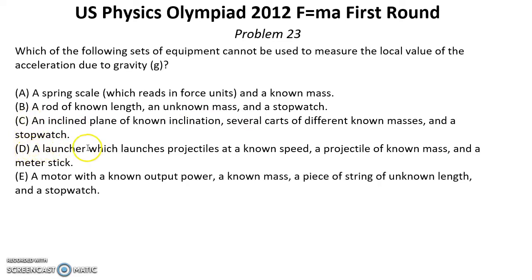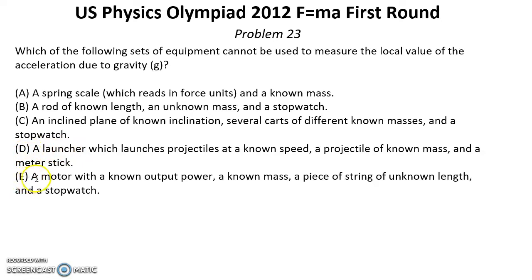D. A launcher which launches projectiles at a known speed, a projectile of known mass, and a meter stick. This could be used for g because we have a formula for the maximum range if we know the initial speed. For angle 45 degrees we get the maximum range, but here we can repeat our measurements for different angles, find the maximum range, and find g using this known formula. So this is not the correct answer.